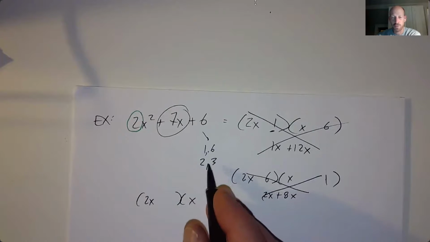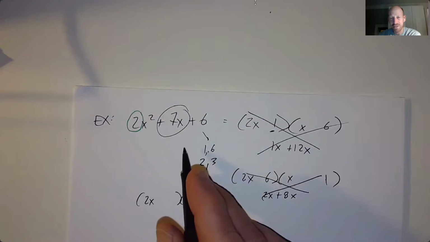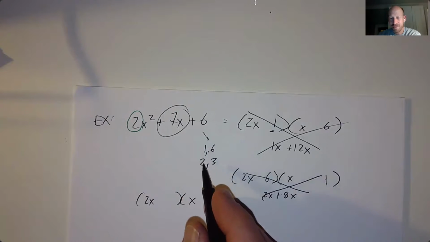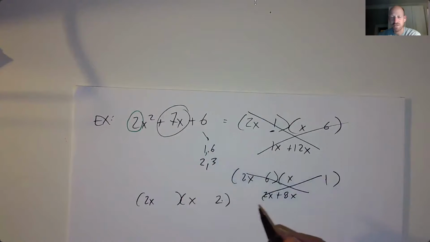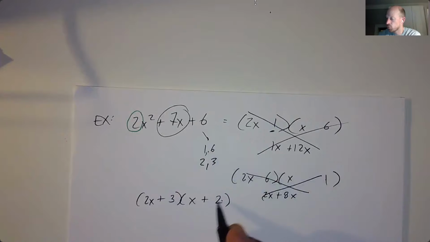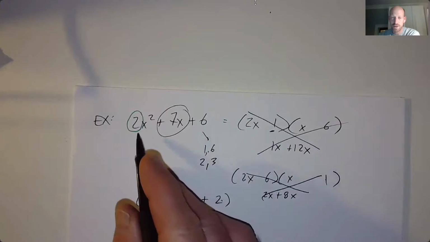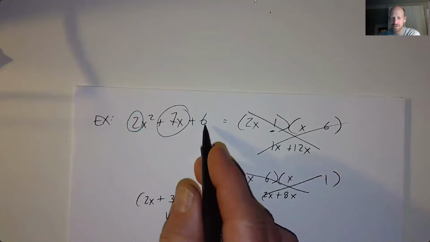I start over with 2 and 3. I'm imagining one of these numbers gets multiplied by 2, and I want to get to 7. So if you're thinking that way, I think you could see that the 2 has to go here, and the 3 has to go here. 2x times 2 is 4x. And 3x, and that does give me the 7x I wanted in the middle. I know I'm going to get the 2x squared, and I know I'm going to get the 6.